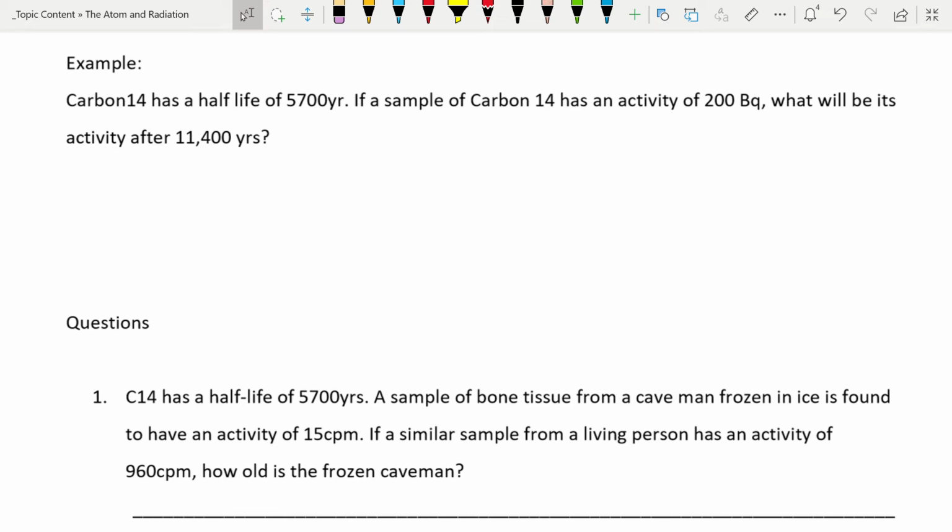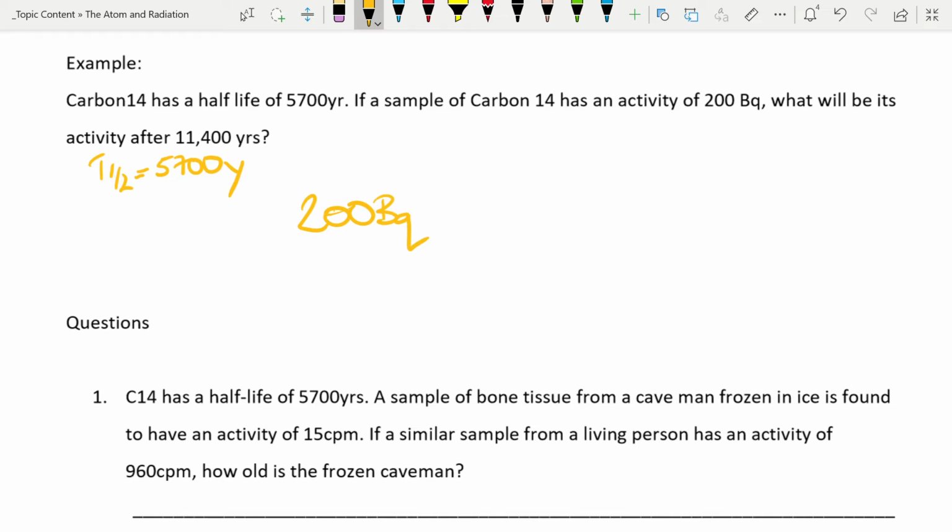Okay, this question says carbon-14 has a half-life of 5,700 years. So I would just write down that fact. That tells us that any sample of carbon-14 will take 5,700 years until there's half as much carbon-14, or until the activity from the carbon-14 has halved. It tells us that we have a sample of carbon-14 that has an activity of 200 becquerels. And it asks us what will the activity be after 11,400 years.